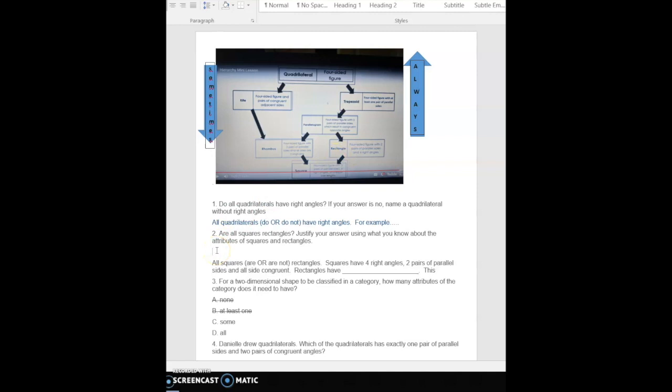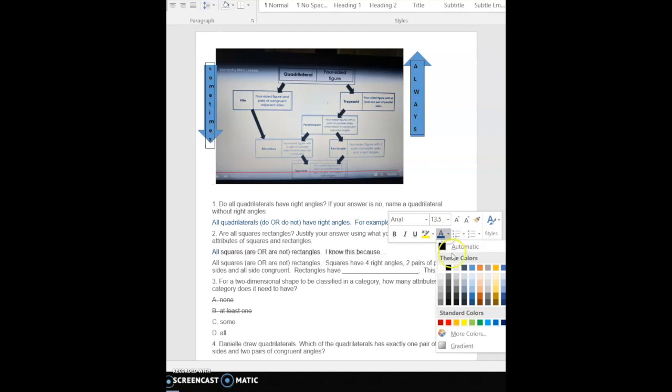I'm going to give you a starter. It says, all squares are, or remember you have to choose, are not, rectangles. I know this because, and then you're going to give your reason. So remember you're considering the attributes of a square and making sure that it has the attributes of a rectangle. If it does, then it can be considered a rectangle as well.